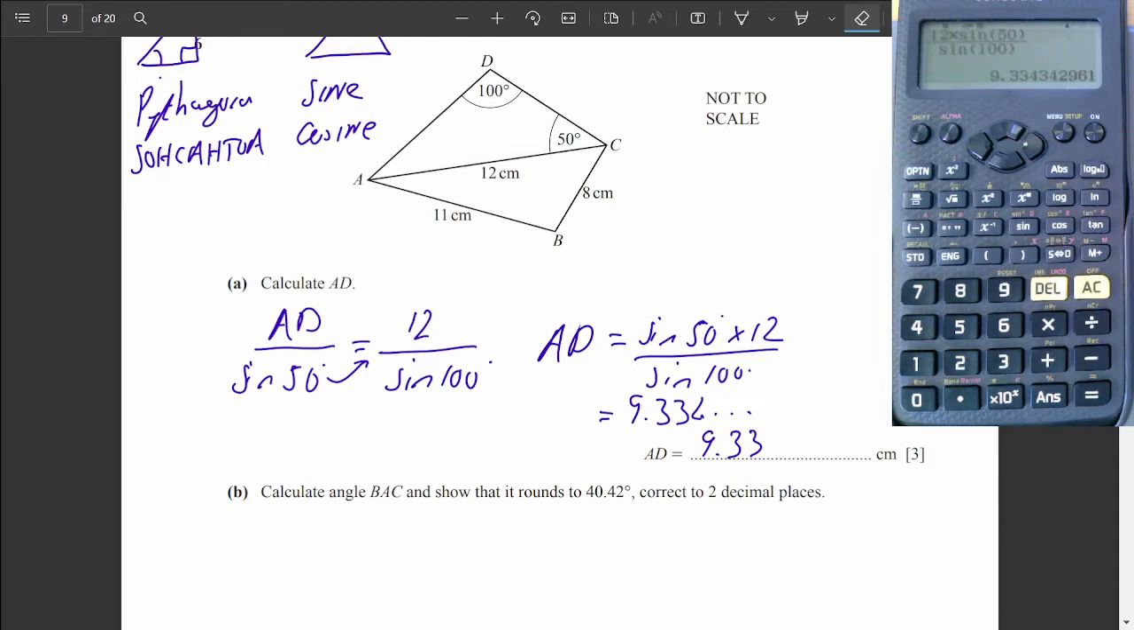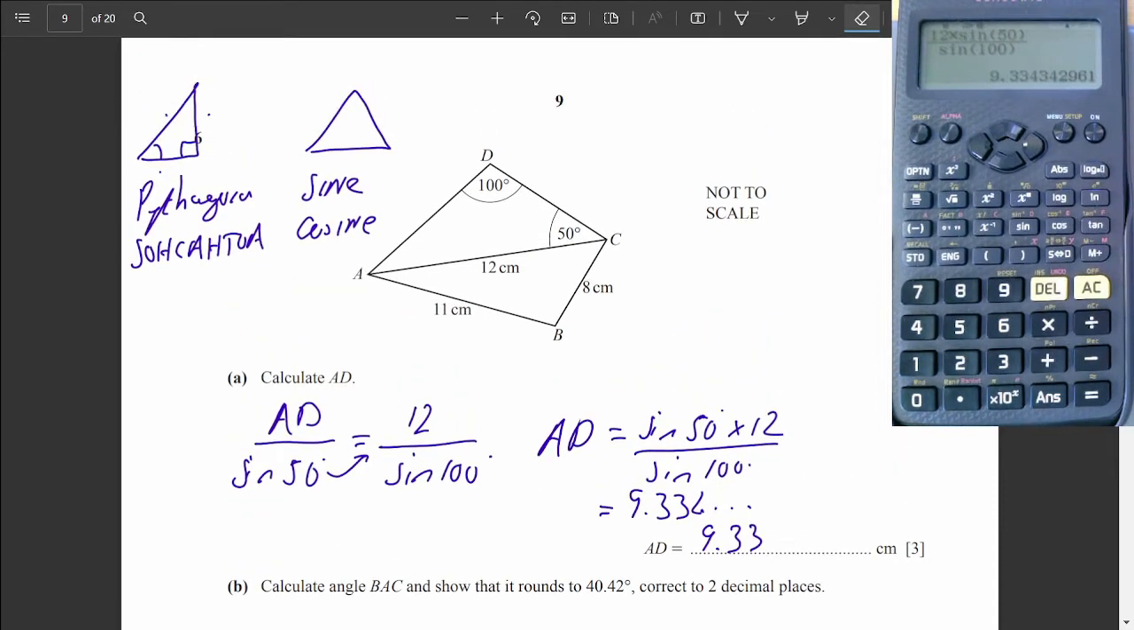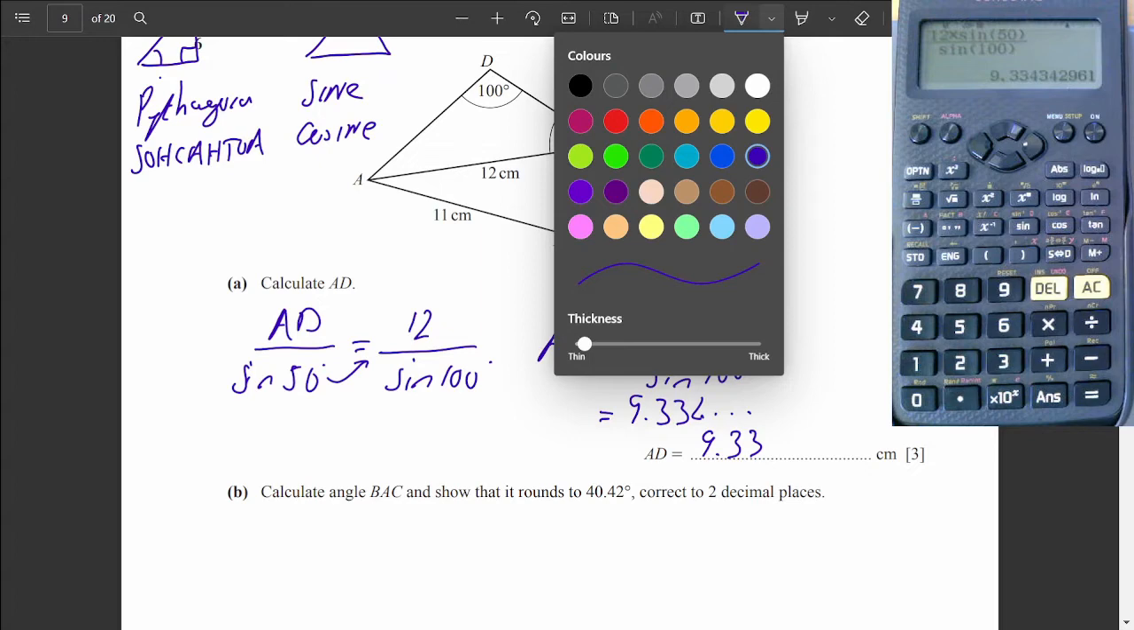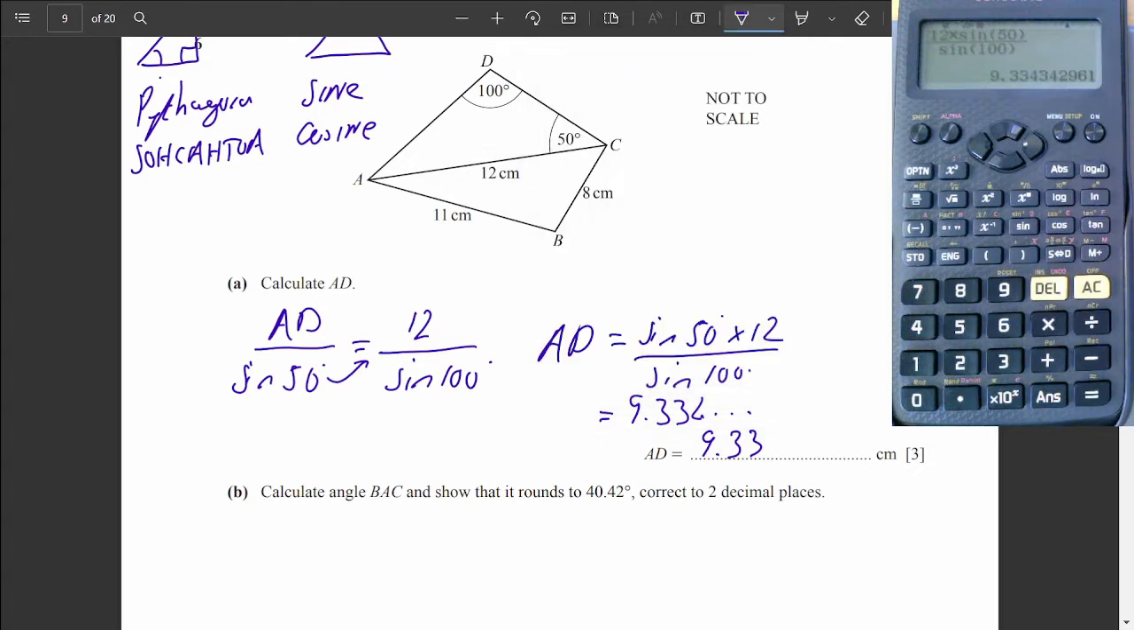Next one is question 6b. Remember what we said, right angles is Pythagoras and SOHCAHTOA, everything else is sine and cosine. We just used the sine rule, so you probably think we need to use the cosine rule, but let's have a look anyway, right? So they want us to get angle BAC.